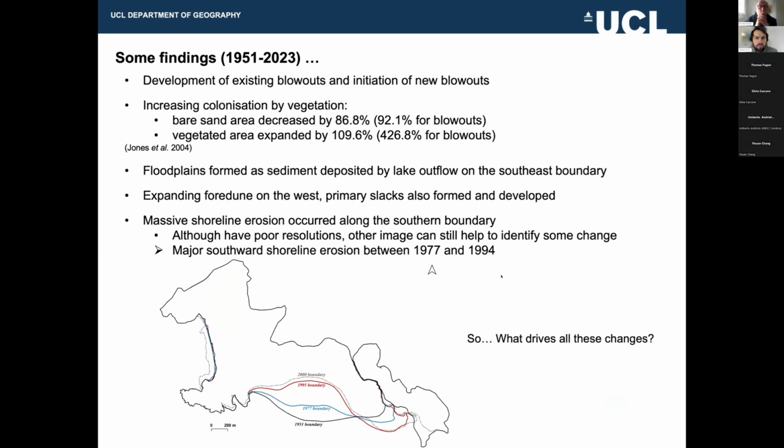And as stated, other findings include, on the southeast side boundary, a floodplain being formed, expanded fault dune on the west side, and primary dune stacks also formed. For the massive shoreline erosion along the south boundary, we are able to use two poor resolution maps from 1977 and 1995 to identify that this big erosion actually happened across the 1980s.